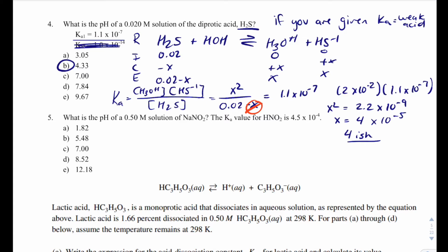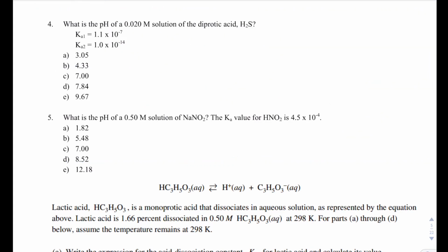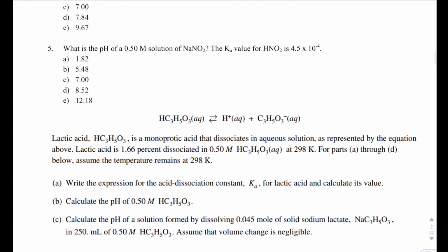In 5, I'm going to erase the rest of this to give myself some room. In 5, what we're given is a salt, okay? And what we need to do is react it with water to get the pH. So what I'm going to do is take NaNO2 plus HOH in a double replacement reaction. I'm going to get NaOH, that's a strong base, plus HNO2, and that is a weak acid.